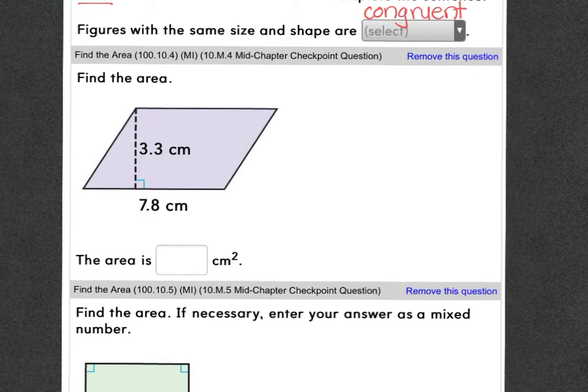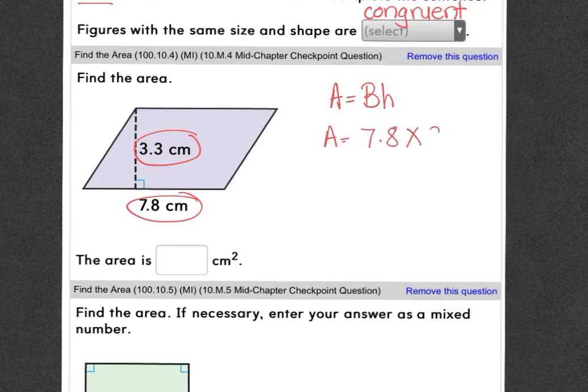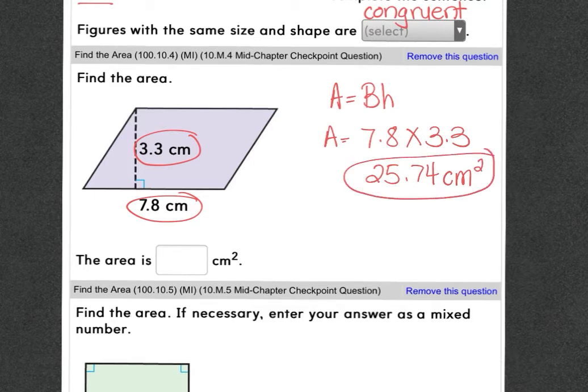So next we're gonna find the area, and remember in a parallelogram, the area equals the base times the height. So here's my base and here's my height. So area equals 7.8 times 3.3. So that's 25.74 centimeters squared. Remember, you've got to put the centimeter squared.